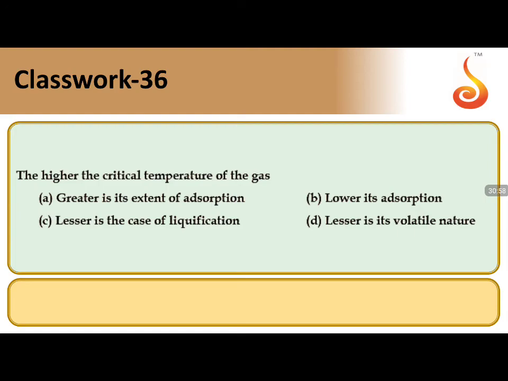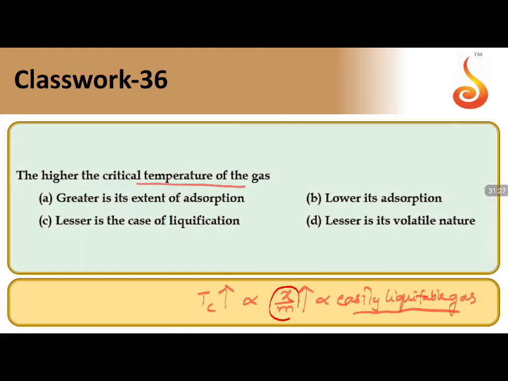Coming to 36, the higher the critical temperature of the gas. If the critical temperature increases, then the adsorption increases, because such gases are easily liquefiable gases. The gases whose critical temperature is very high are said to be easily liquefiable gases. That means condensation of the gas is very easy, and condensation refers to the adsorption phenomenon. So I can say greater the critical temperature, greater is the extent of adsorption.